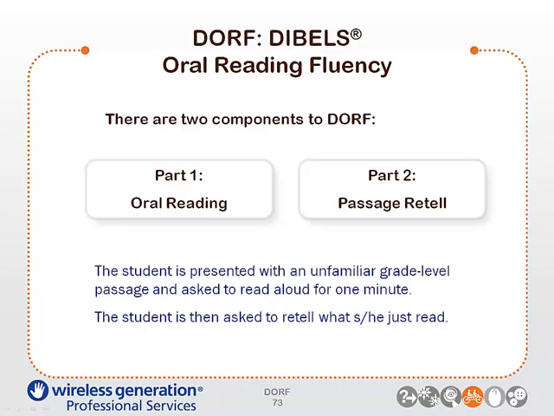For each benchmark, there are 3 passages. Each passage is read for 1 minute. However, for progress monitoring, there is only 1 passage.